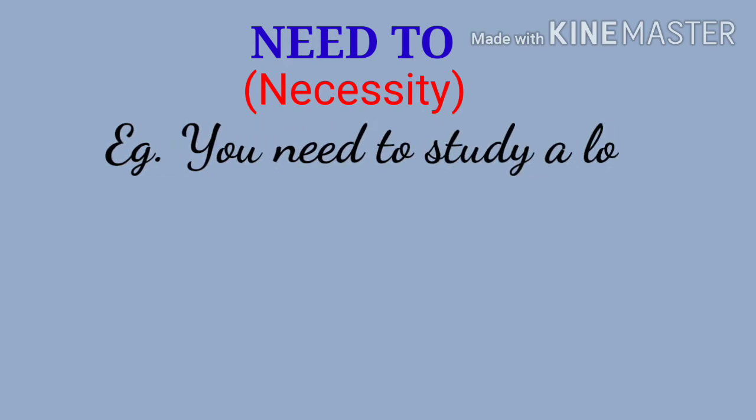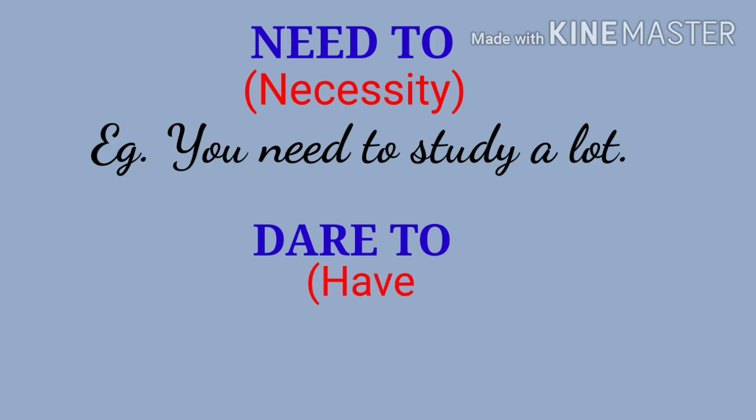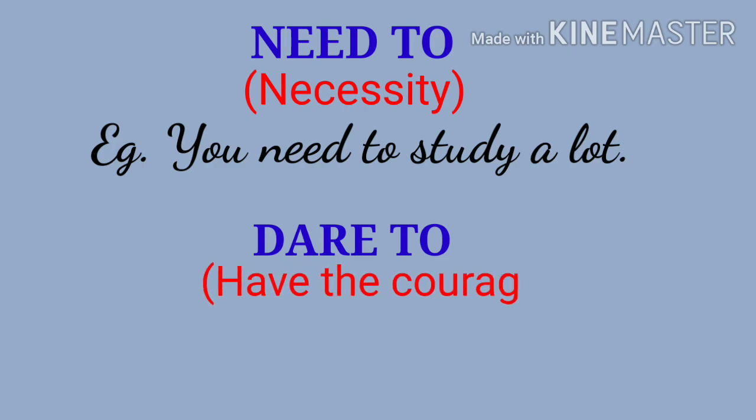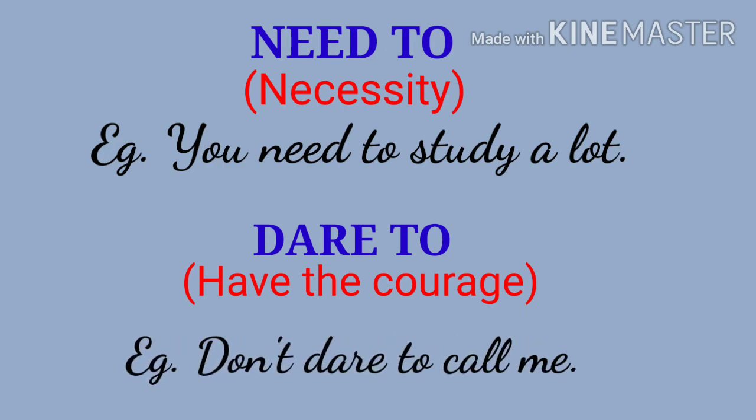Now the next modal auxiliary is need to, and need to is showing you necessity. The example for necessity is, you need to study a lot. In this way, these modal auxiliaries we have to learn for the exam. The next modal auxiliary is dare to, have the courage. Example can be like this: don't dare to call me. Here dare to is showing you that courage.